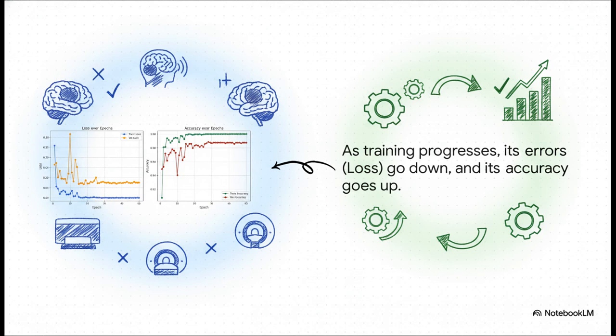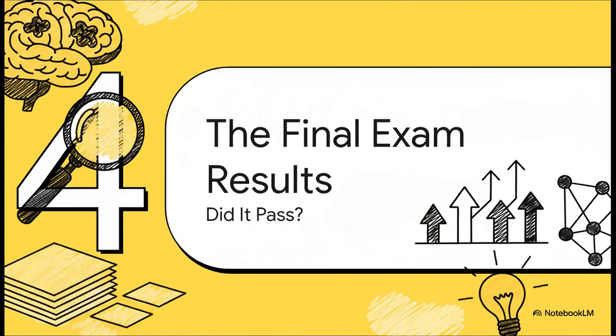And at the exact same time, look over on the right at accuracy. That green line is just climbing and climbing, getting incredibly close to perfect. This is the proof, right here, that our AI is actually getting smarter. So after 50 intense epochs, medical school is officially over. It's graduation day. But first, the final exam.